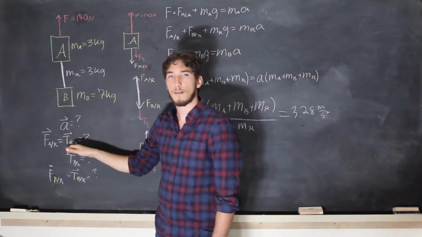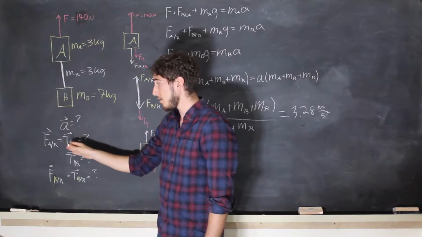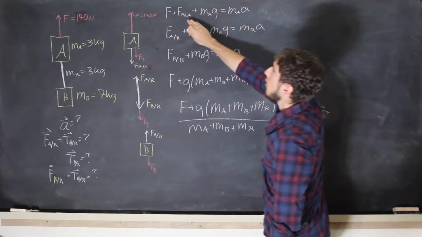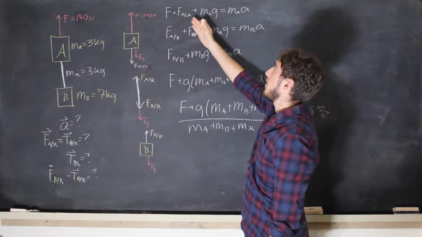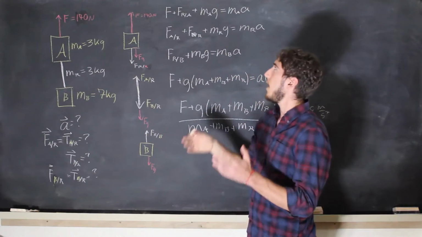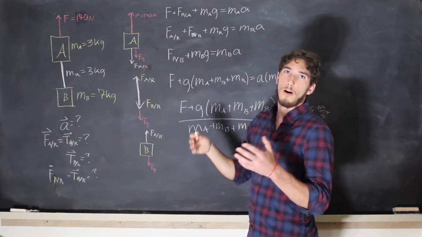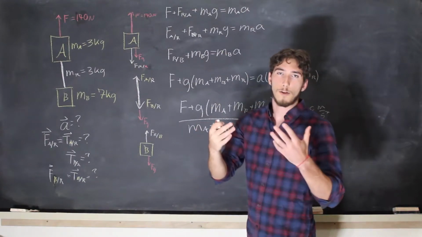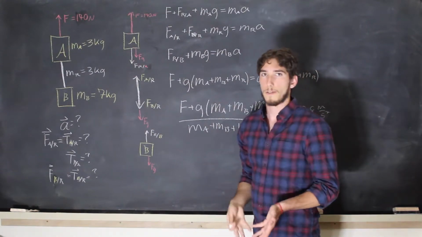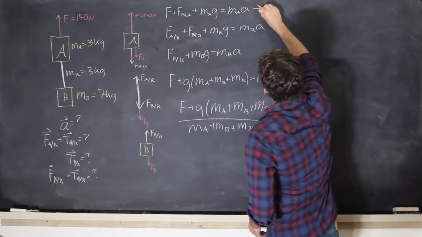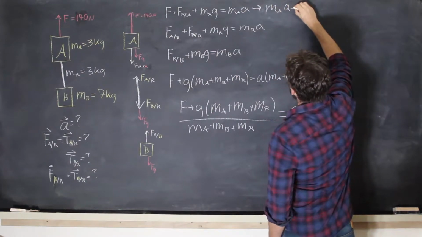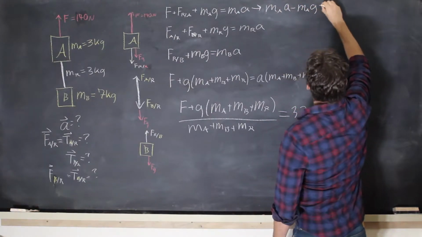As you can see here, I'll be using F of A of R and T of A of R interchangeably. They pretty much mean the same thing. So if we solve for F of R of A, we will know F of A of R, because F of R of A is equal to negative F of A of R. It's body A exerting a force on body B and body B exerting a force on body A, which means they're equal in magnitude but opposite in direction.